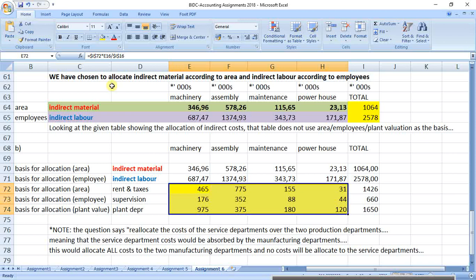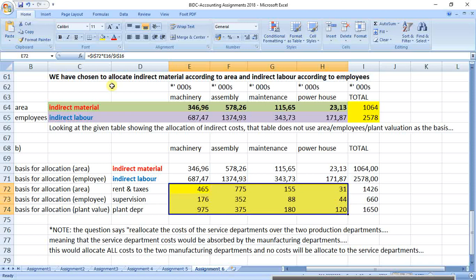Rent and local taxes. Is that a cost that should be allocated to those different departments? Yes, because rent and local taxes is what the business pays overall, and then you've got to absorb it into each of the different departments. Do you have the total? Yes. How much is the total? 1426. What are you going to do with the 1426? That's the total taxes, that's the total rent. Allocate according to machinery, assembly, maintenance, and powerhouse.